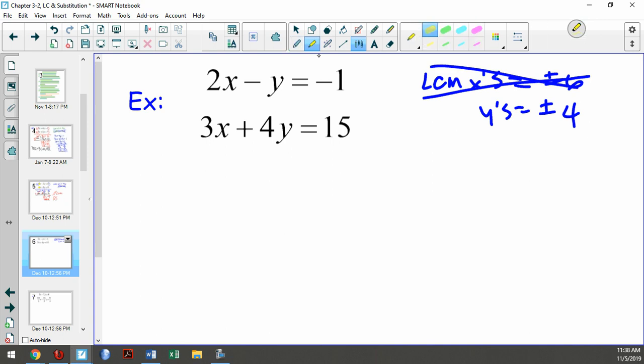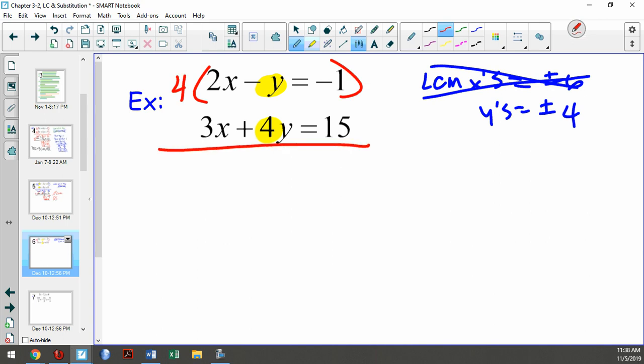So I'm going to look at my coefficients. I have a negative 1 and a positive 4. So what do I do? I'm going to take the top equation and multiply it by a positive 4. So that's going to give me an 8x minus a 4y is equal to a negative 4.